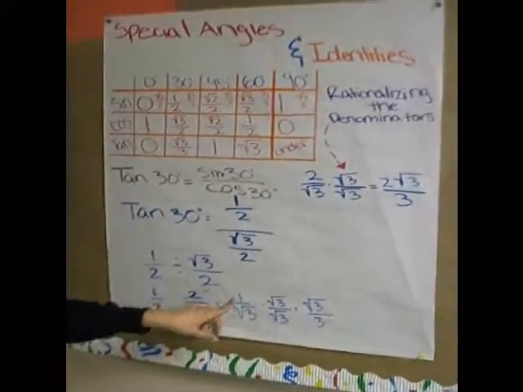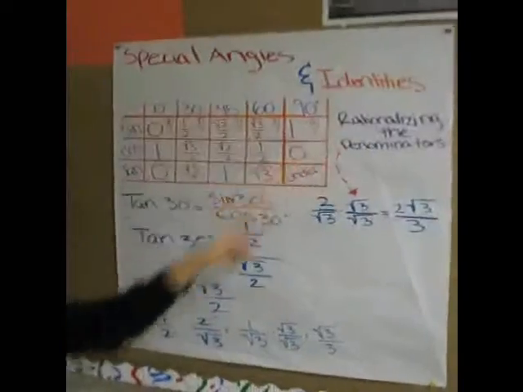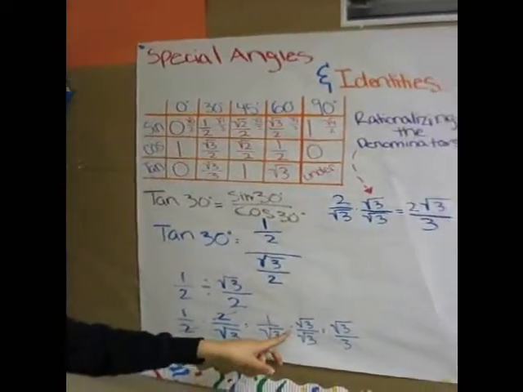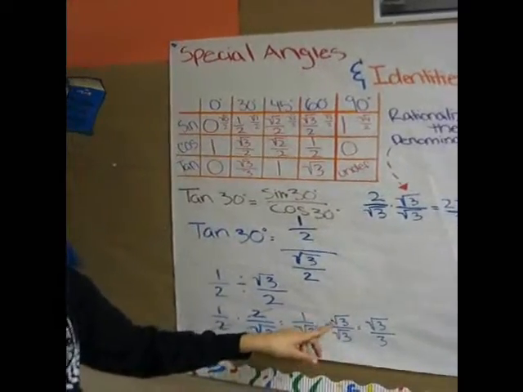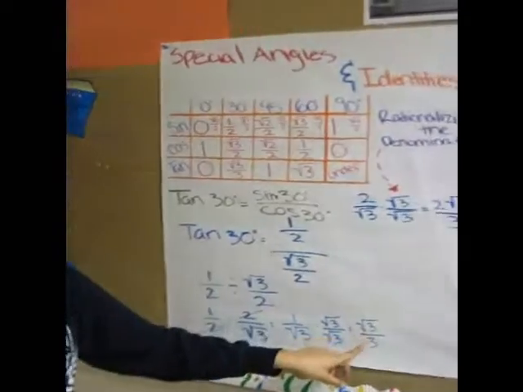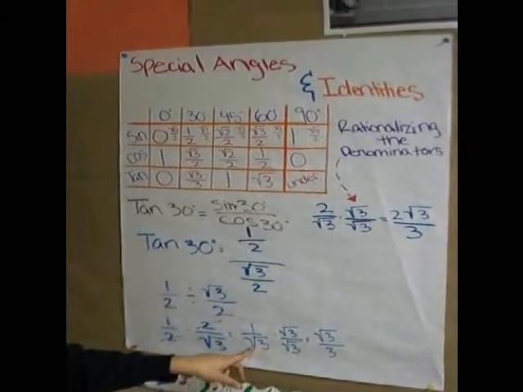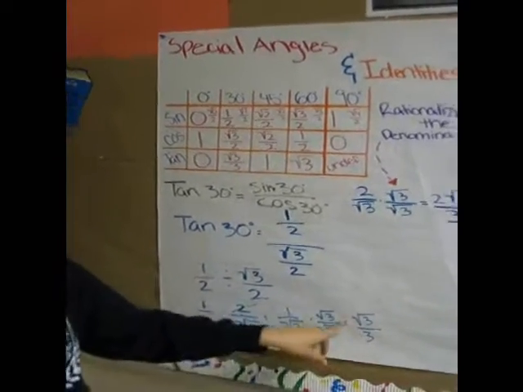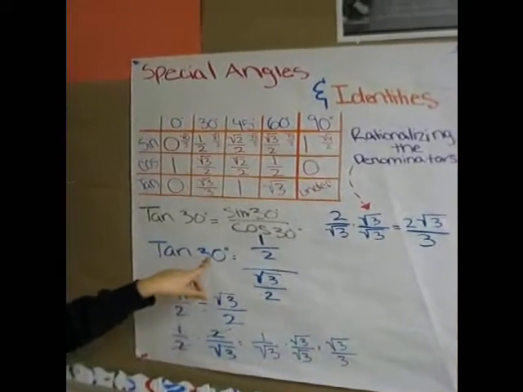And this isn't finished right here because we have to rationalize the denominator. To rationalize the denominator, you have to multiply top and bottom, the numerator and denominator, by square root of 3. So we get square root of 3, and square root of 3 times square root of 3 is square root of 9, and the square root of 9 is 3, and that's how we get tangent of 30.